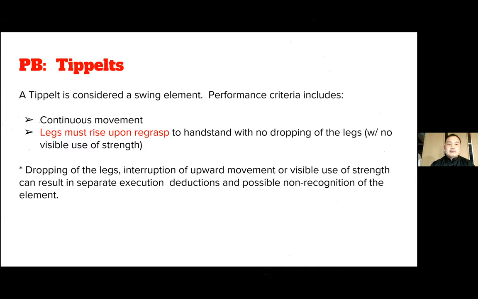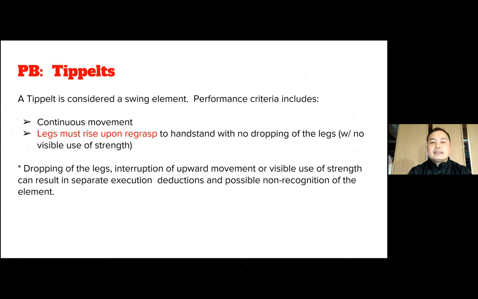Pivot tippet is considered a swing element. Performance criteria include continuous movement, legs must raise up upon regrets to handstand with no dropping of the legs. Dropping of the legs, interruption of upwards movements or visual use of strength can result in separate execution deduction and possible non-recognition of the element. Baskets with turns.